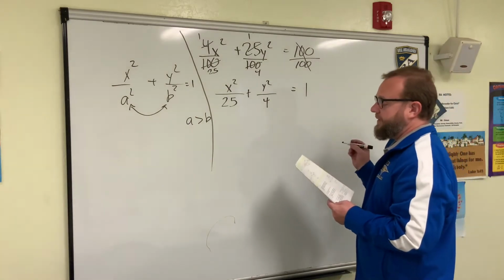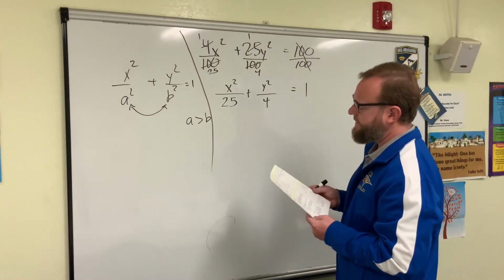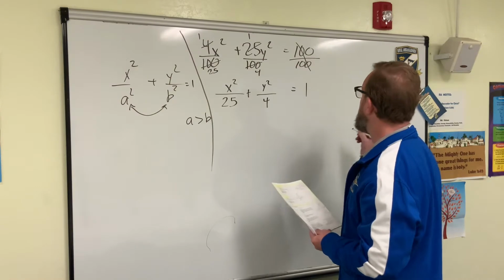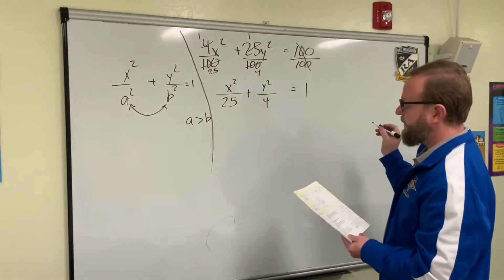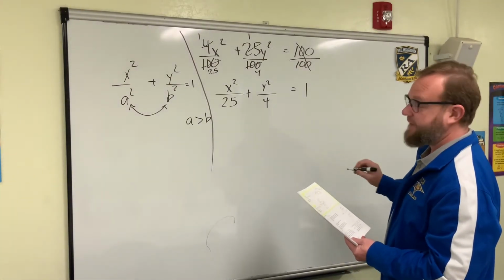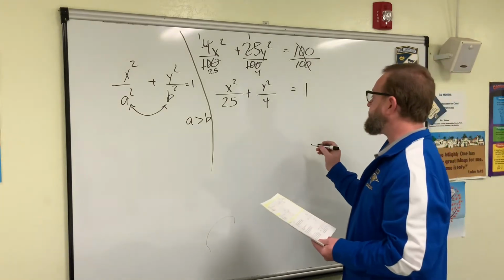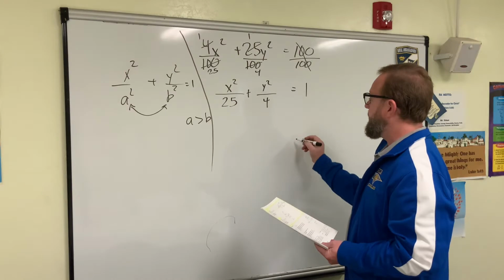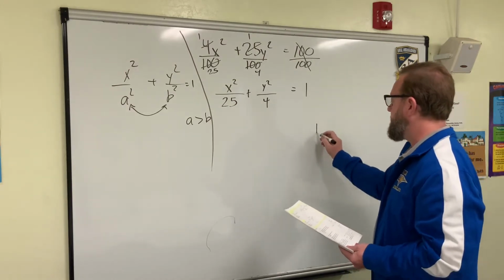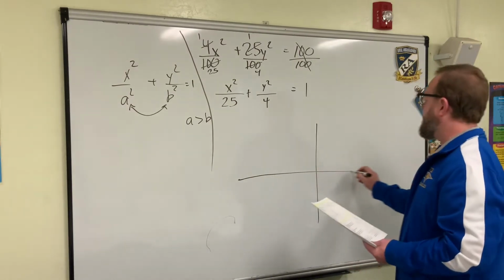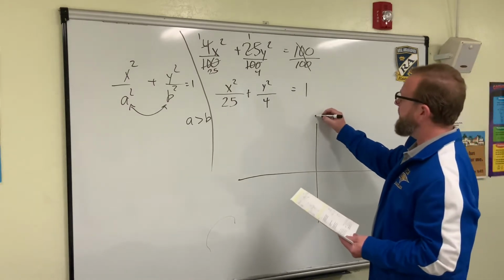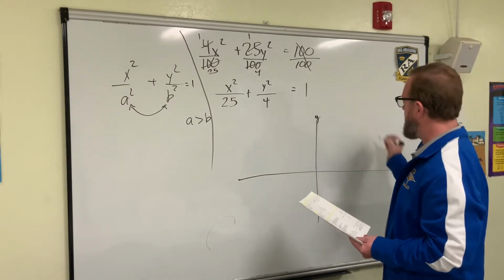So it's 0, 0. Then our vertices, what are the vertices again? Those are the points at which it intersects each axis, basically, since it's at 0, 0. So if my graph here is like this, this is my what axis? Y. And this is X.